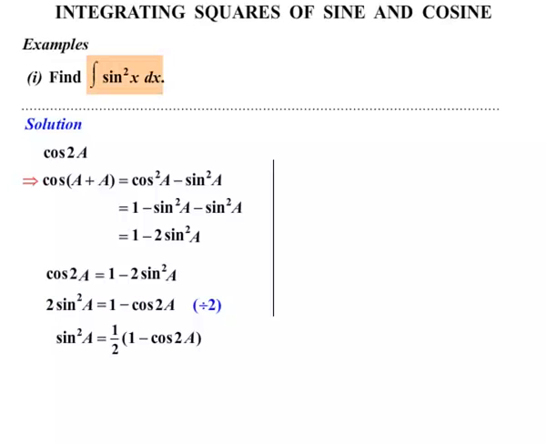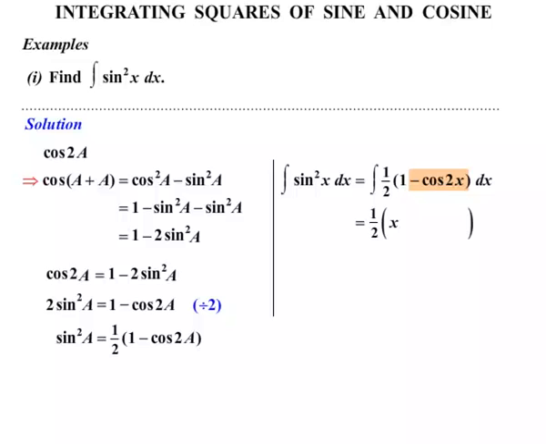So that said, the integral of sine squared x, let's write that down, we replace the sine squared with 1/2 of 1 minus cos 2a. It's not a this time, of course, it's x, so it equals the integral of 1/2 times 1 minus cos 2x dx. At this point, let's write the half out. The integral of 1 is simply x, and integrating minus cos 2x we get minus 1/2 sine 2x plus c, our constant of integration.